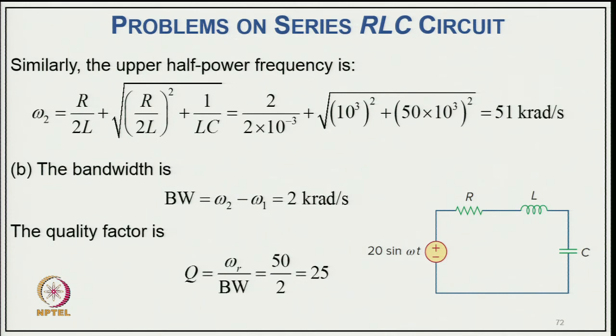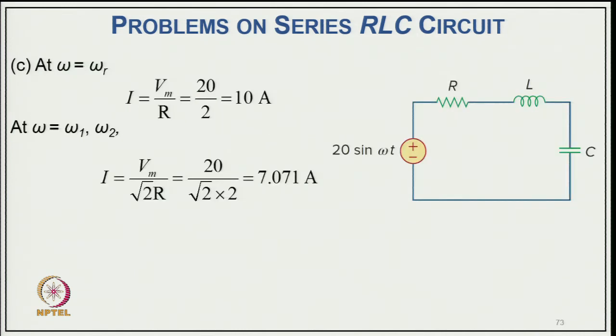and the bandwidth is omega 2 minus omega 1, that is 2 kilo radian per second, and the quality factor is Q equal to omega r upon bandwidth, that is 50 upon 2, that is 25 in this circuit. At omega equal to omega r, the I is V m upon R, that is 20 by 2, that is 10 ampere, and at omega equal to omega 1 and omega 2, I equal to V m upon root 2 R, that is 20 upon root 2 into 2, and that is 7.071 ampere.